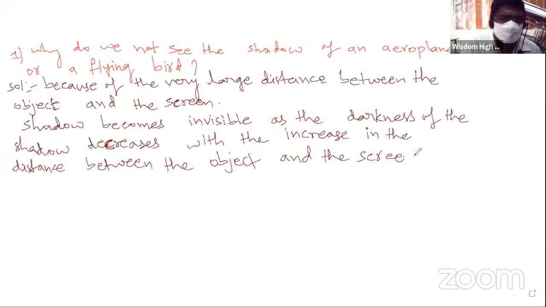So next, okay, yes, have you understood here? There is a lot of distance in between the object and the screen. Object means flying of the bird or aeroplane. Screen means the surface of the ground only acts like a screen. So why can't we see the shadow of the bird or aeroplane? Its shadow decreases. The darkness of its shadow decreases as the distance between the object and the screen increases. Next, now go for the second question. Children, go for the second question.